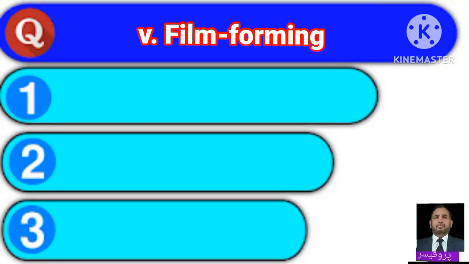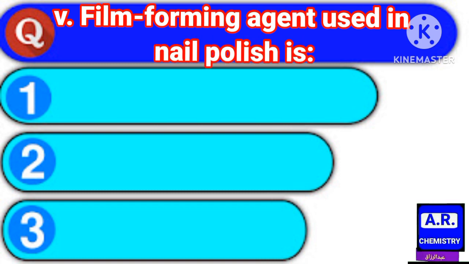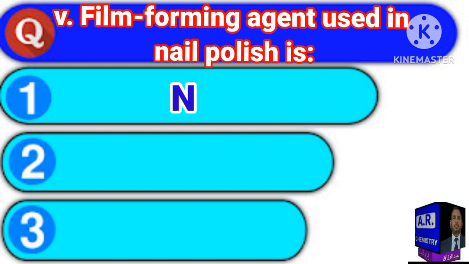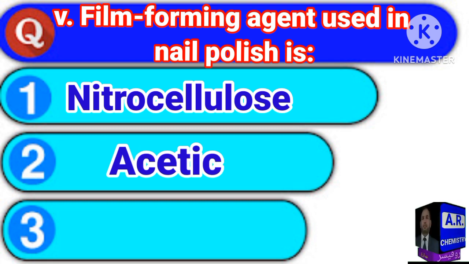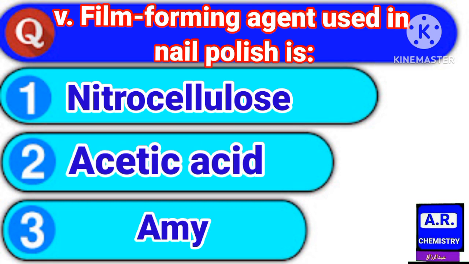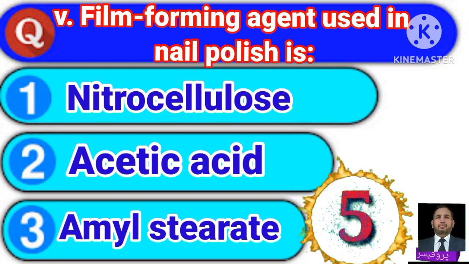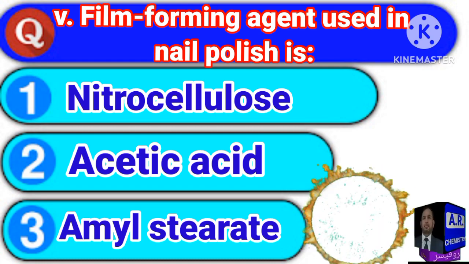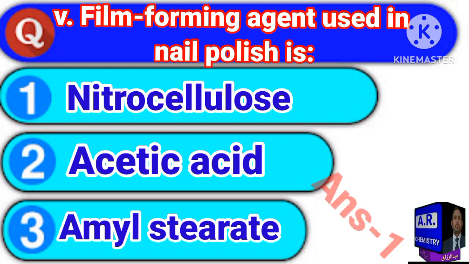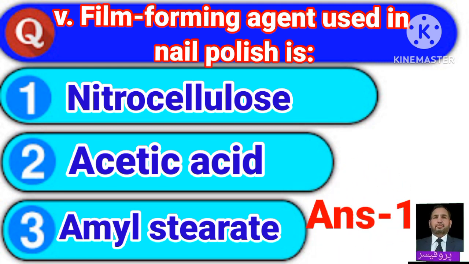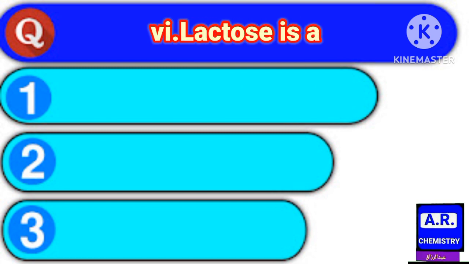Next question, that is question number 5. Film forming agents used in nail polish is number 1, nitrocellulose. Number 2, acetic acid. Number 3, amyl stearate. Please pick the correct one. Yes, it is option number 1, nitrocellulose.